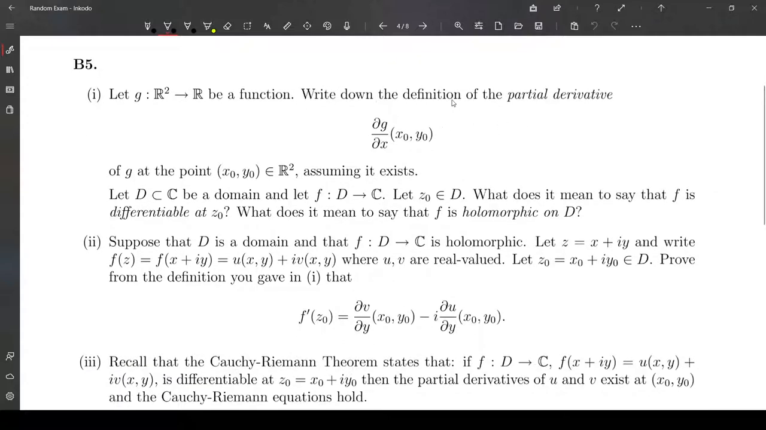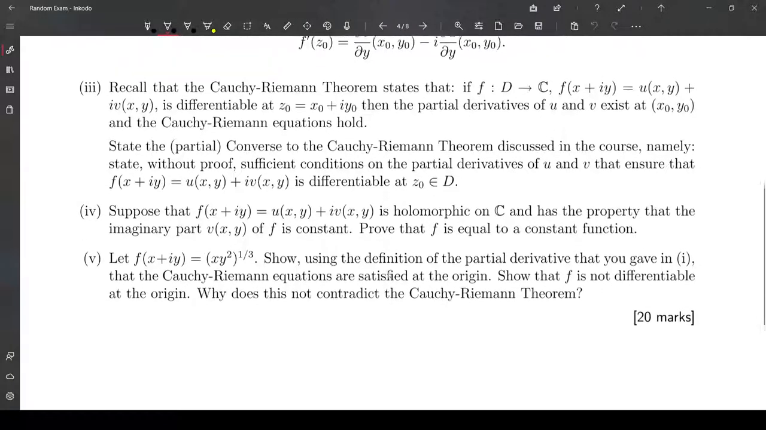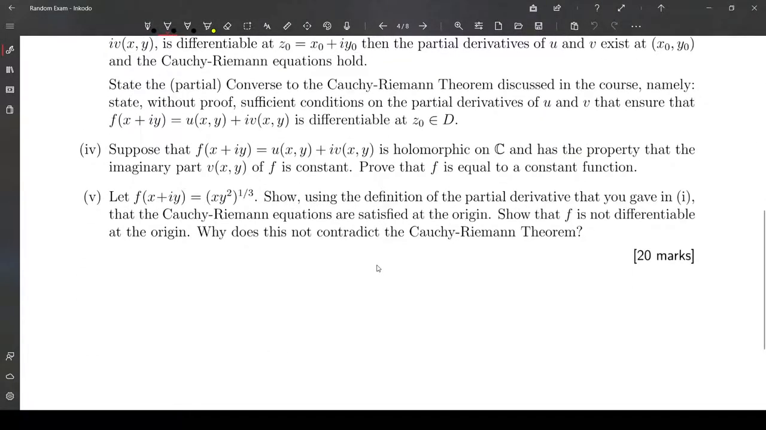All right, write down the definition of the partial derivative. Oh my good lord. Okay, so prove that. That is long. Okay, I don't think I want to do that one.